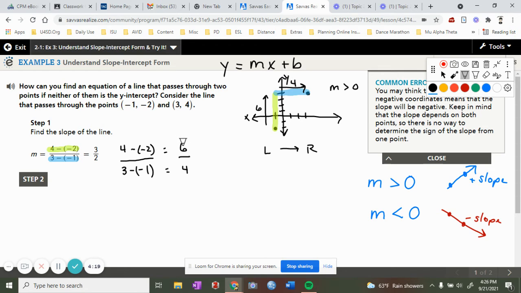Now what we will want to do is reduce our fraction. 6 and 4 are both divisible by 2. So I'm going to reduce that to get 3 over 2. And that's where the slope came from. All right, that's our slope.